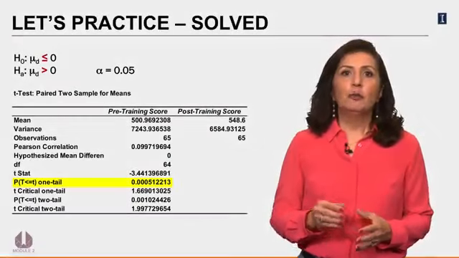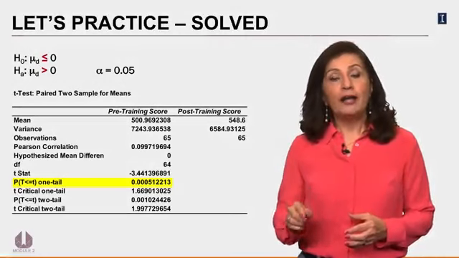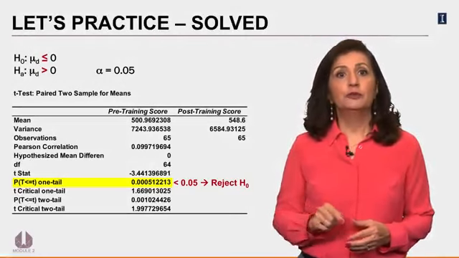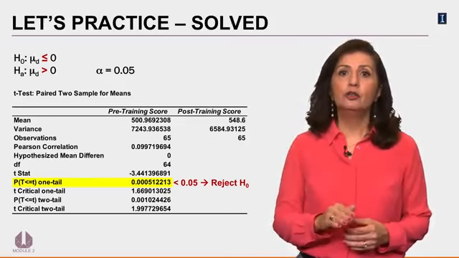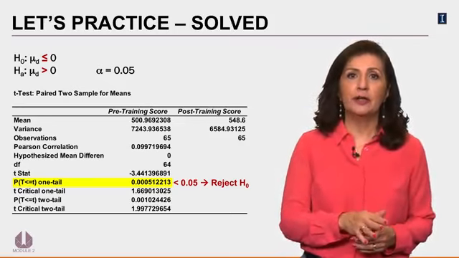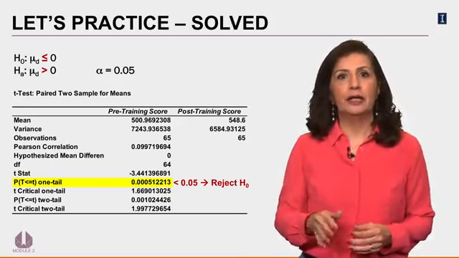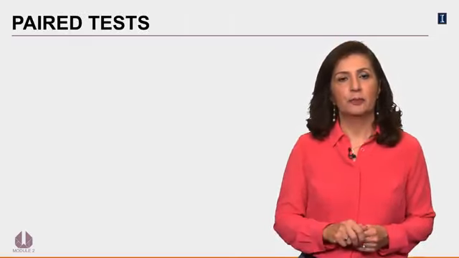The p-value of 0.0005 is less than 0.05, which will result in rejecting the null hypothesis. Based on this data, we can conclude that the mean test scores after the training will be greater than pre-training at 5% level of significance.